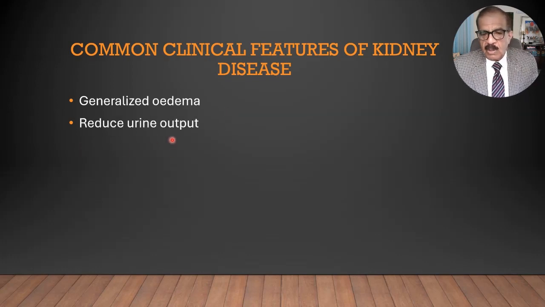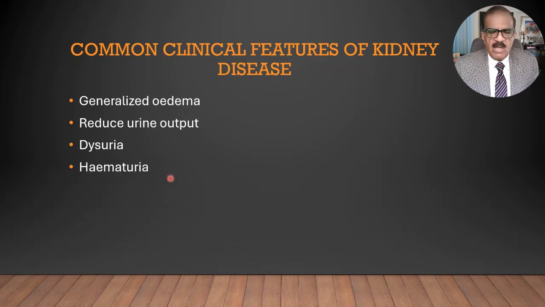Reduced urine output: there may be some reduction, there may be significant reduction, or sometimes complete shutdown. We call it oliguria or anuria. So I think that is another symptom. Dysuria is mostly a symptom related to the urinary bladder, prostate and urethra, but if there is urinary tract infection, then you could have this discomfort in passing urine.